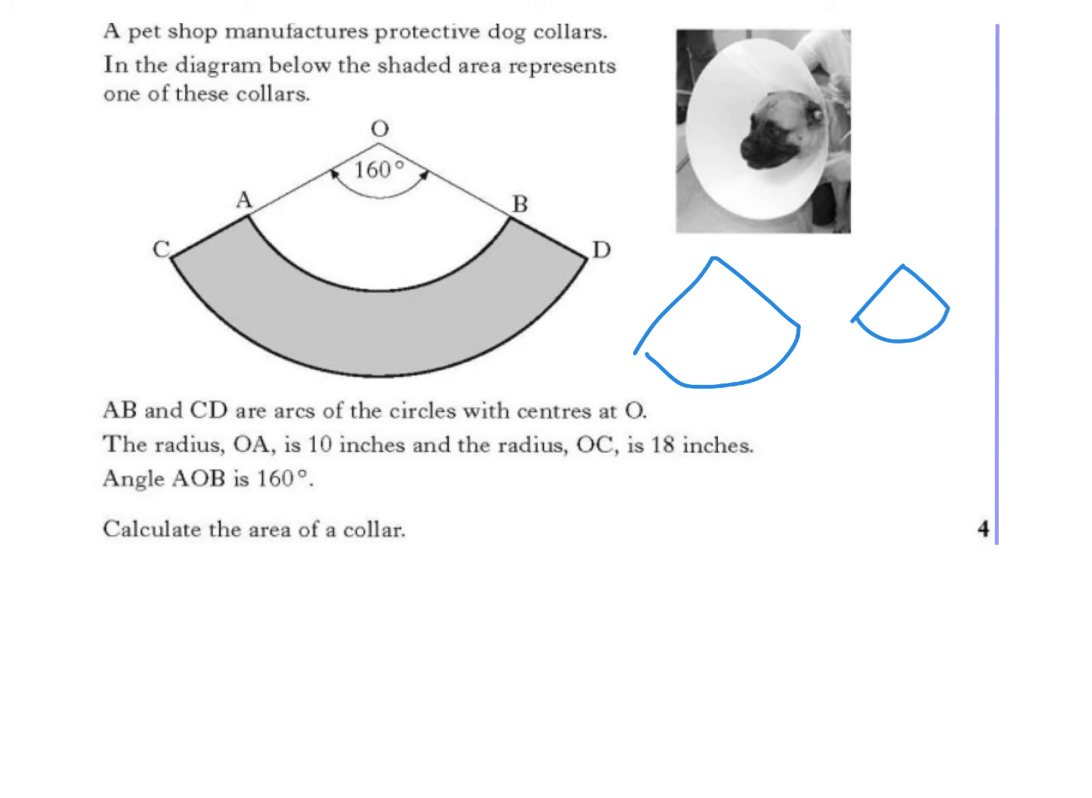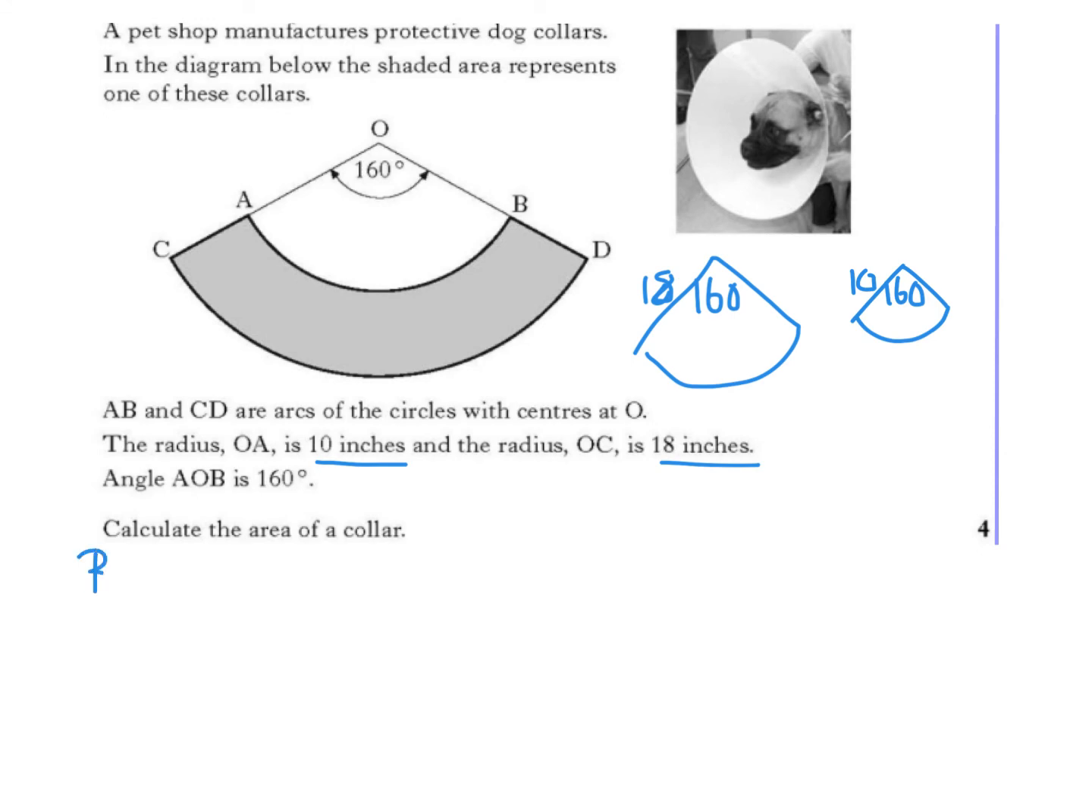Now the large sector, all the information is given to you in the story. It tells you that O to A is 10 inches. So on the little one, O to A, the radius is 10. And on the big one, O to C is 18. So on the big outer one, you've got an 18 in there. And they both share the same angle of 160. So what we have to do here is big area, take away small area.